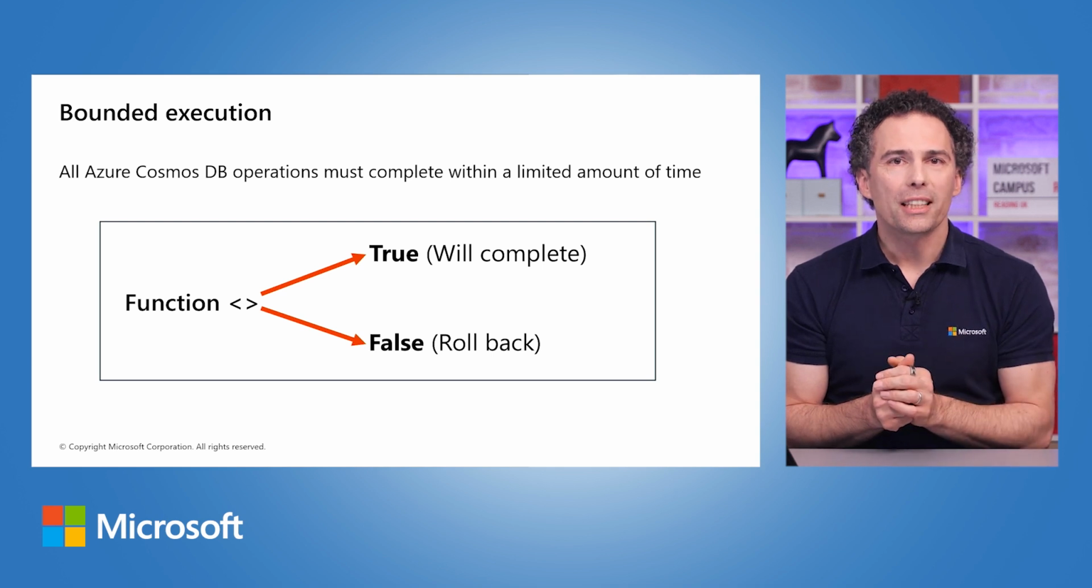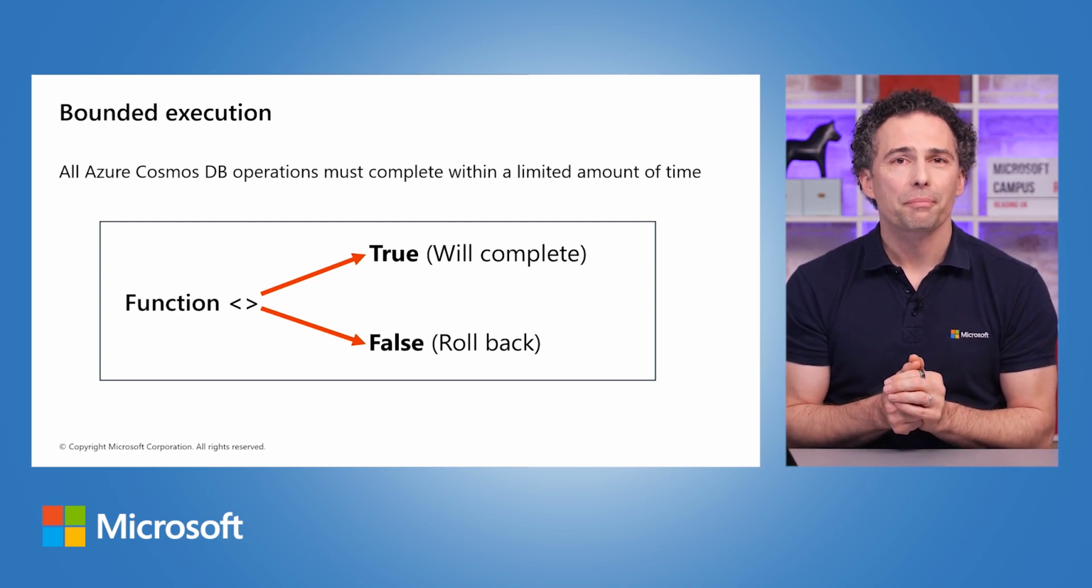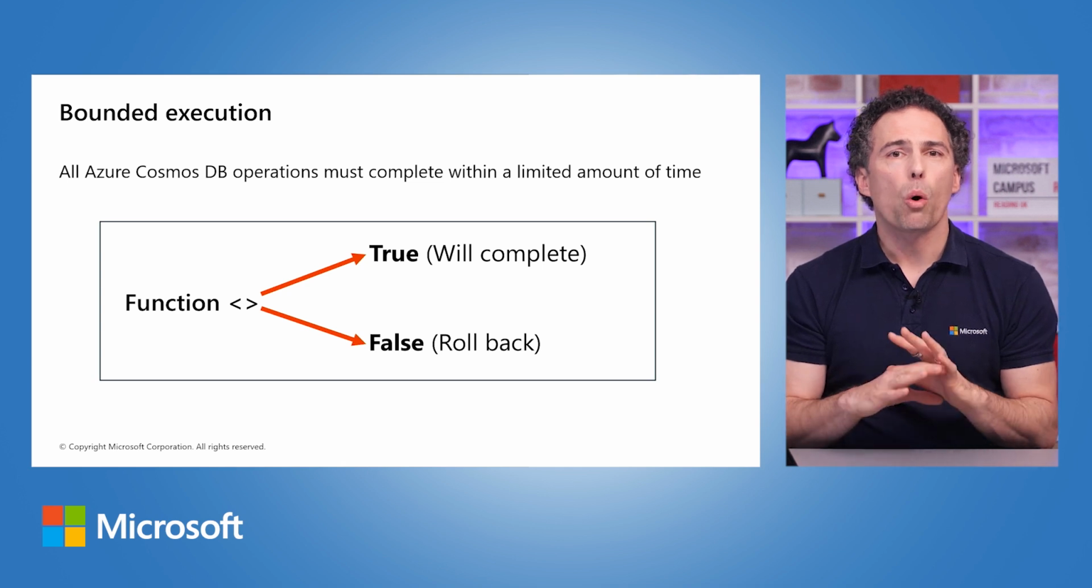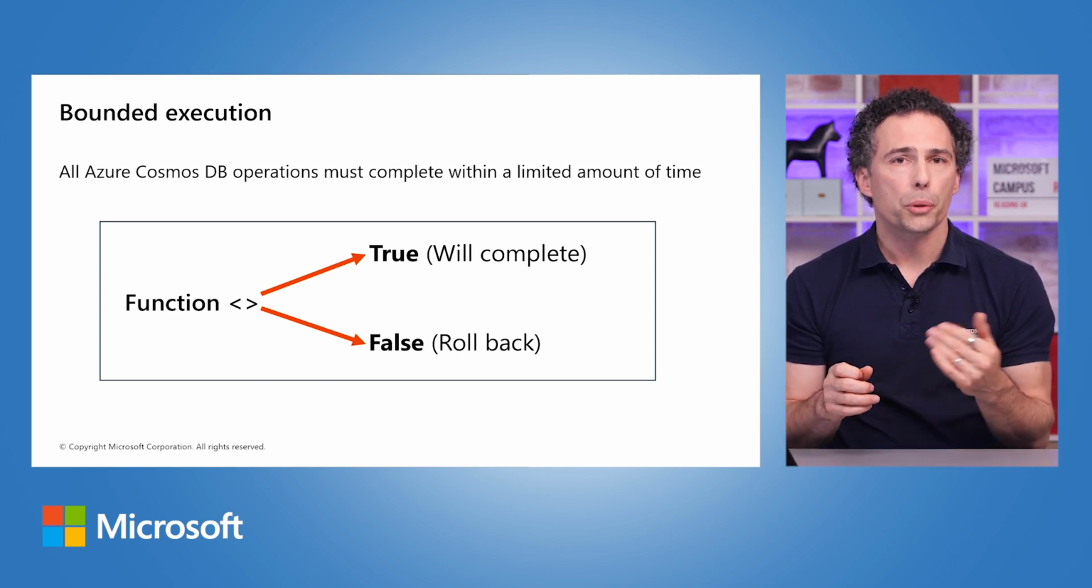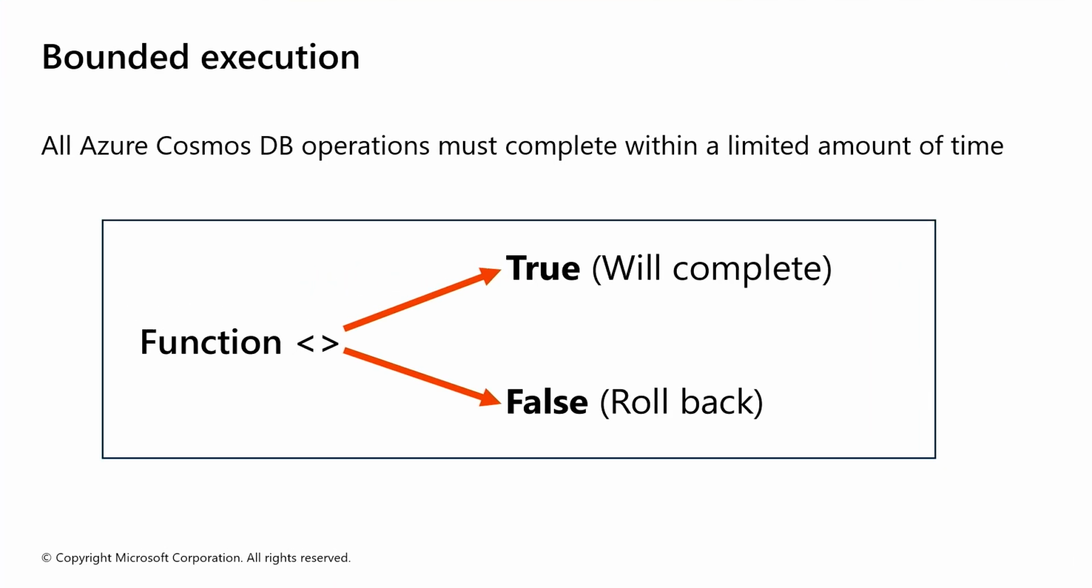Do you know what the timeout limit is for stored procedures? Now it's not 5 minutes, it's 5 seconds. And this is not just for stored procedures. It applies to all JavaScript functions, triggers, and user-defined functions too. If an operation is not completed within that time limit, the transaction is rolled back.